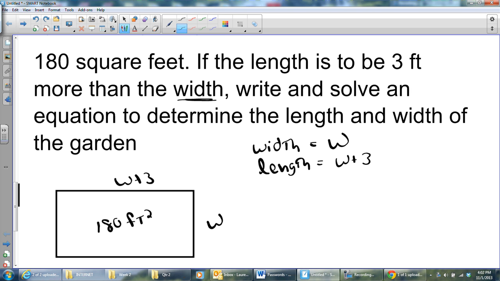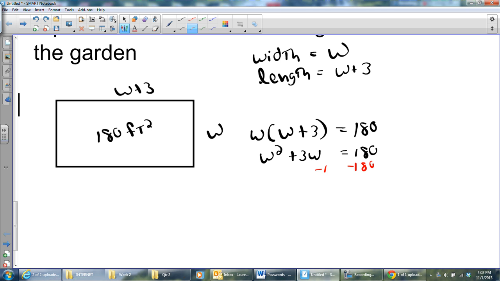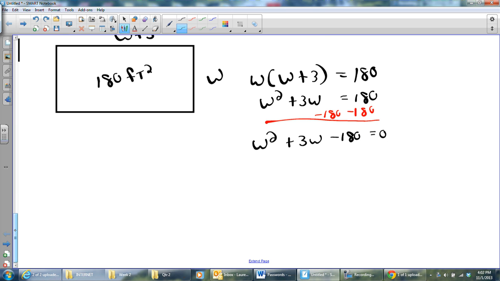And I need to write and solve an equation to determine the length and width. Well, how do I get area? I do W times W plus 3, and that will have to equal the area, which is 180. Going to distribute, get W squared plus 3W equals 180. Again, I don't know how to solve a quadratic that is equal to 180, so I'll subtract 180 from both sides. And this will give me W squared plus 3W minus 180 equals 0. Okay, so I'm going to need two factors of 180 that are going to subtract to get 3W.